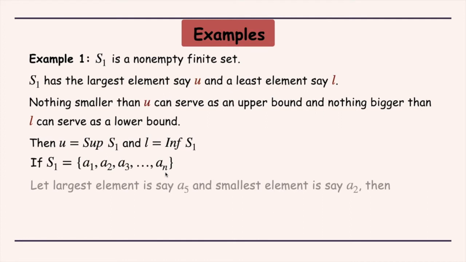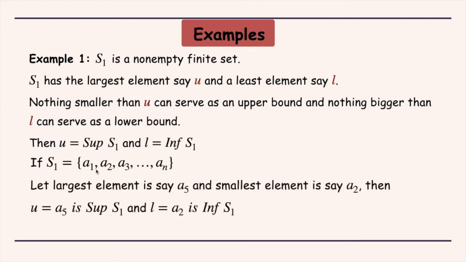So let's take an example. For example, if our set S1 contains these elements A1, A2, and so on till AN, and suppose we assume that the largest element is A5 and the smallest element is say A2, then we can say that A5 is the supremum of S1 and A2 is the infimum of S1. And since both of them belong to the set, we also see that the supremum and infimum of this set belong to the set S1. So this is not always true, but in this case of set S1, we have found that the supremum as well as the infimum both belong to the set.